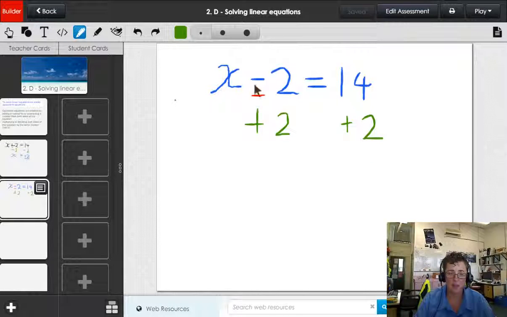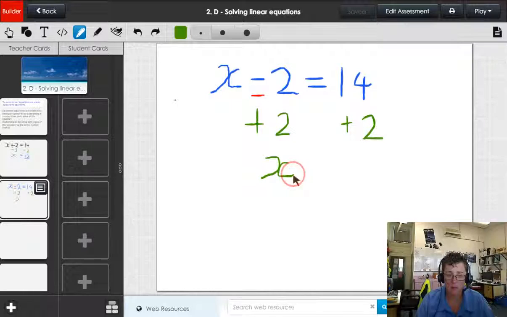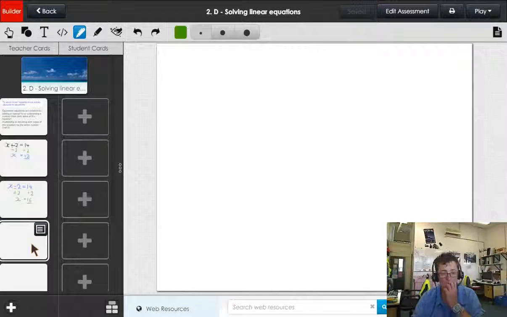We end up with x minus 2 plus 2, which leaves us with the x. And on this side of the equation, we have 14 plus 2, which is 16. So x is equal to 16. 16 minus 2 equals 14. Our equation's correct. That's subtraction and addition.